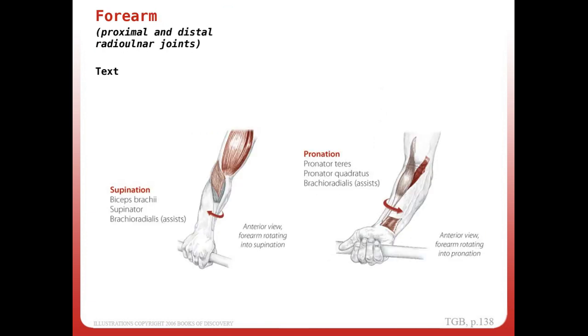When we get to supination and pronation, if we have a selection of choices and the supinator is not in there, then we have to remember that the biceps brachii is involved in supination as well. With the pronators, we know we've got two options that have the name pronator in there. The brachioradialis assists in both movements.